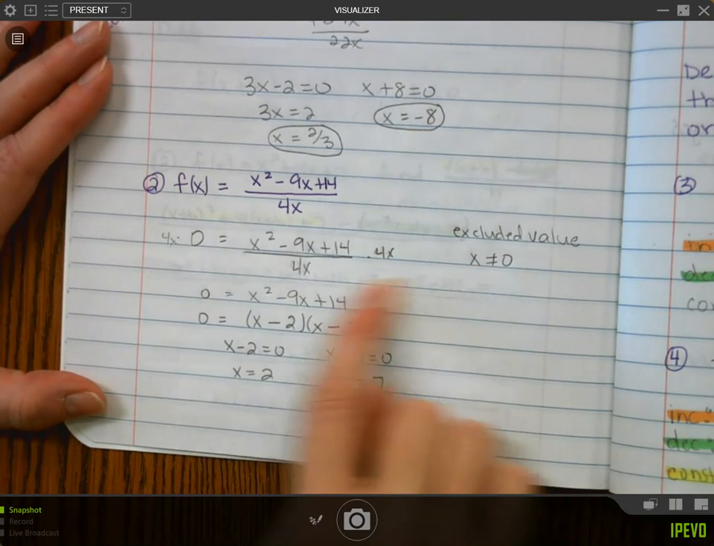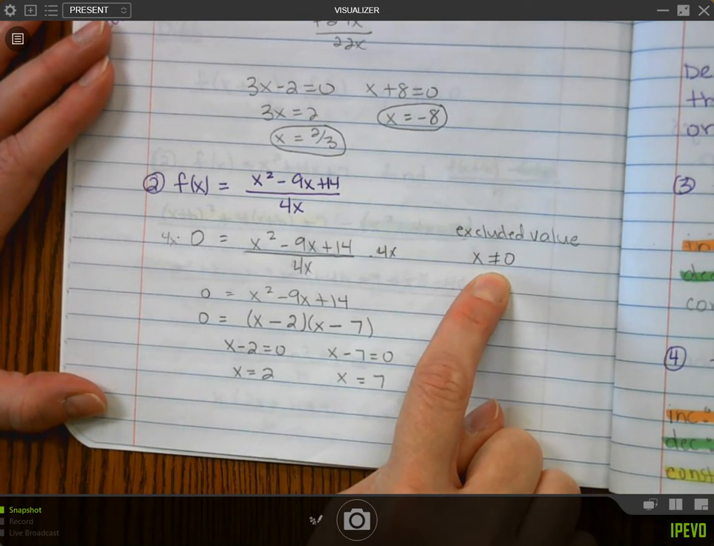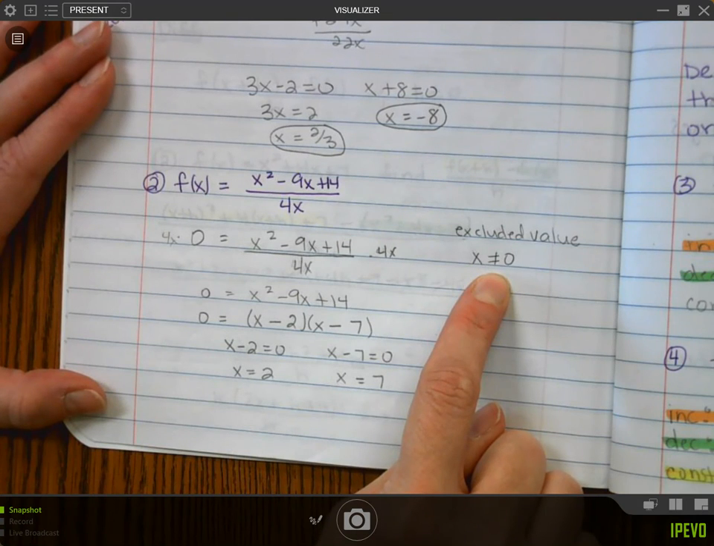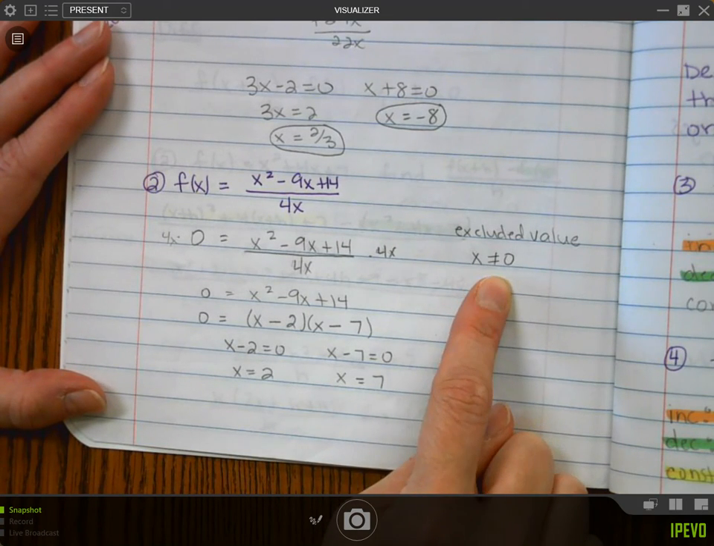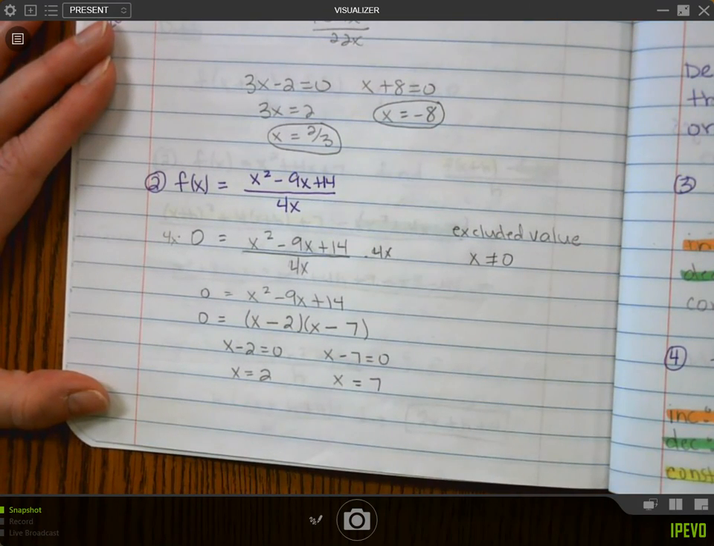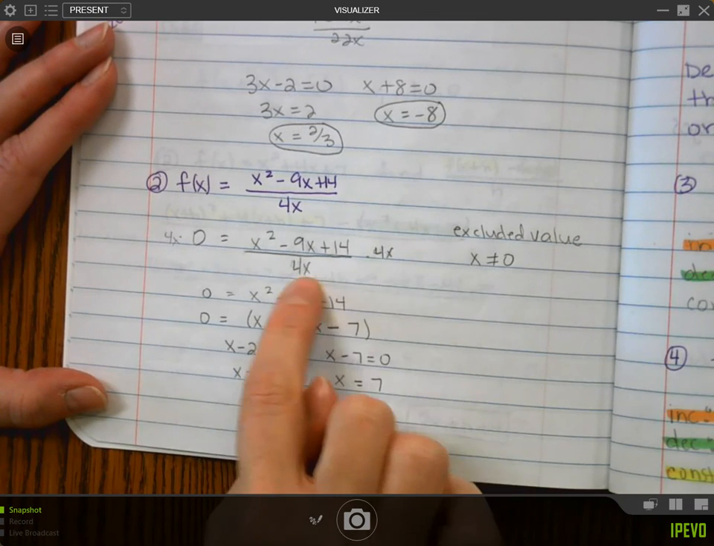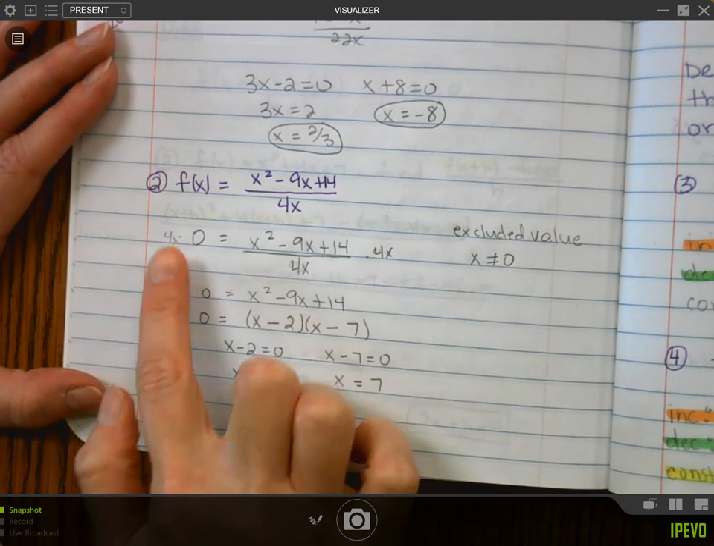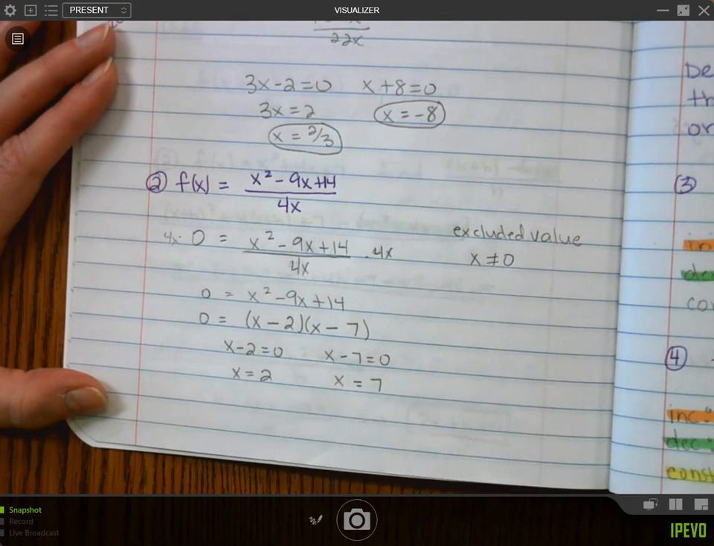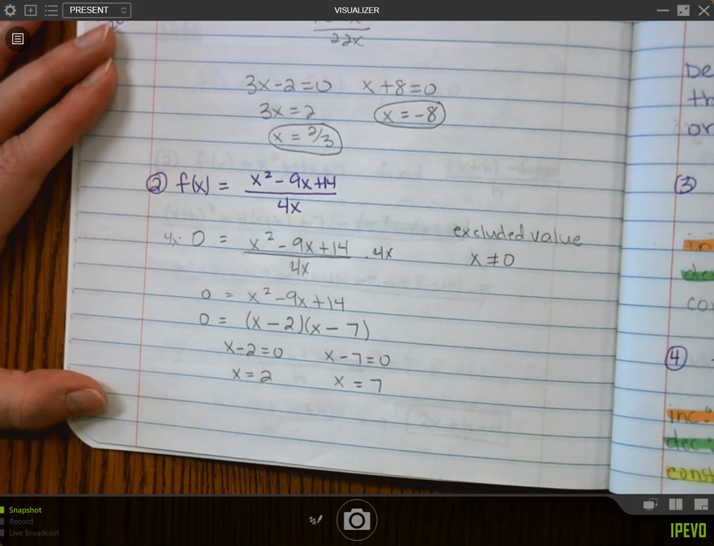Keep in mind that you multiplied and you got an excluded value of 0. All that means is that if you get 0 as a solution, it's not an actual solution, because what's happening here is that's a restriction in your domain, and it's going to be something weird with your graph, like an asymptote or a hole, and that's something we'll discuss later. For right now, if you have to multiply by a variable to get it off of the denominator, keep in mind that it's an excluded value that you can't use as a solution if you happen to get it. It's not that often that you will.